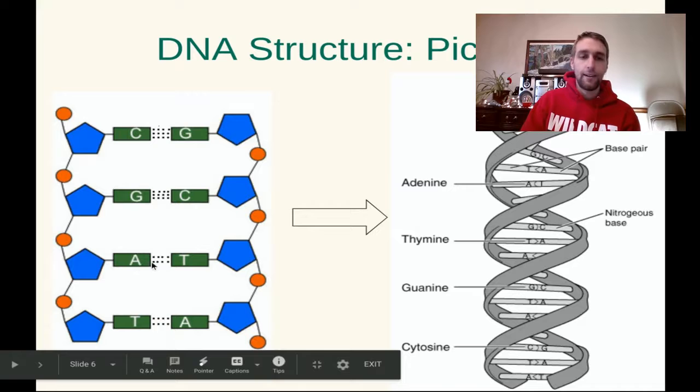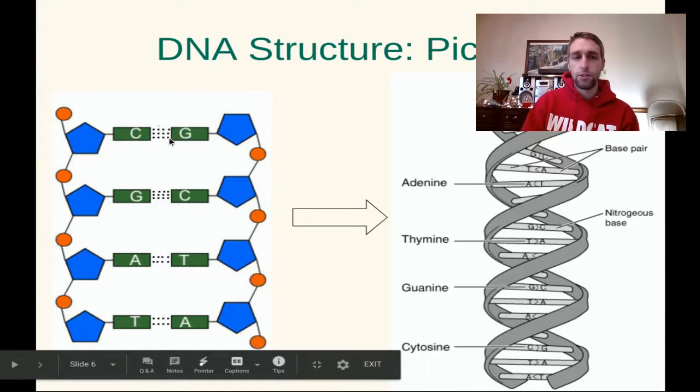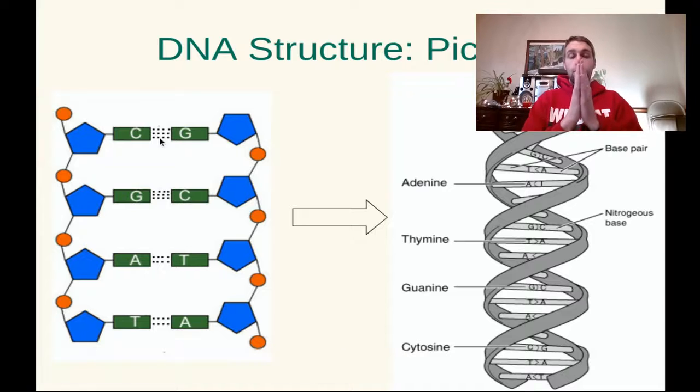So between adenine and thymine, there are 2 hydrogen bonds. Between guanine and cytosine, there are 3. I'm not going to ask you about that detailed of an explanation, but as long as you know that there are hydrogen bonds in the middle, that's what holds the 2 strands together, or that's what connects the rungs of the ladder in the middle, you'll be good.